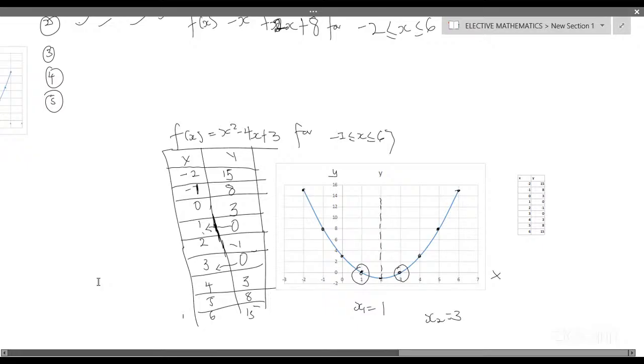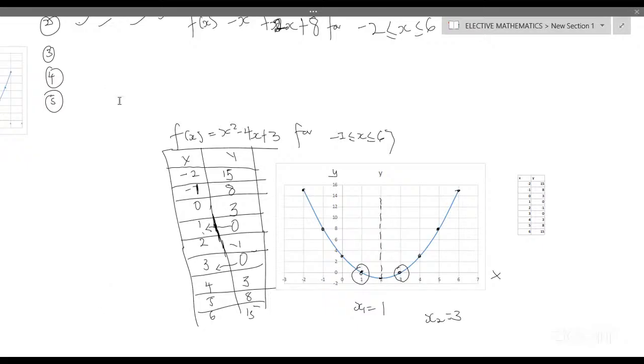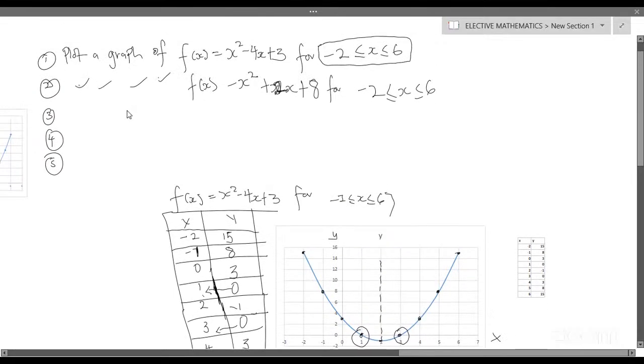But do you understand how the graph is plotted? Yes, sir. Okay. So the second question. This is the function f of x is equal to what? Negative x squared plus 2x plus 8 for this range.